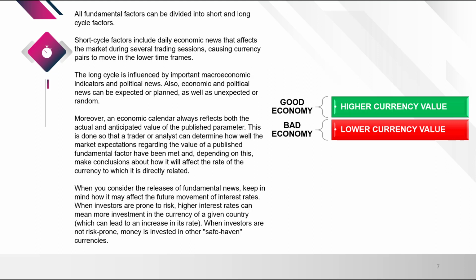If a country has got a bad economy, then you're going to see a lower currency value in that economy. A good example is Zimbabwe, which has got a lower currency value due to a bad economy.